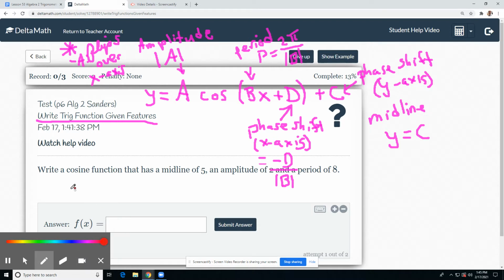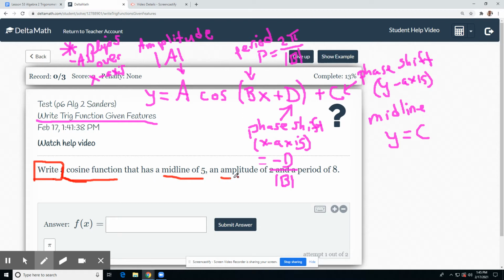We have everything we need now. So we're asked to write a cosine function that has a midline of 5, amplitude of 2, and a period of 8. All right, so all we do is we're going to take this generalized form and start filling things in. Well, let's just go in order of how they give it. The midline of 5. Which one of these is our midline? Well, that would be our C. Okay, we don't have to really do anything. That's just going to be a 5 right there when we plug it in.